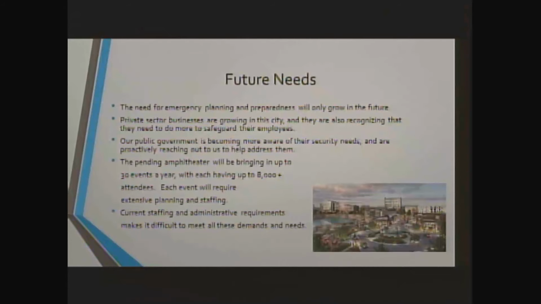Along with this, the future Rock Row plans call for more events not even tied to the amphitheater, so those are going to be even more events that the police department will be looking to safeguard. And current staffing and administrative requirements do make it difficult to meet all of these demands and needs.